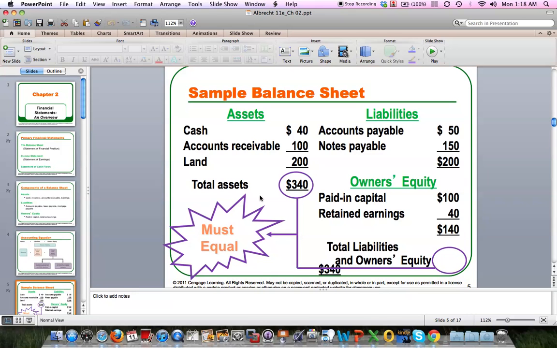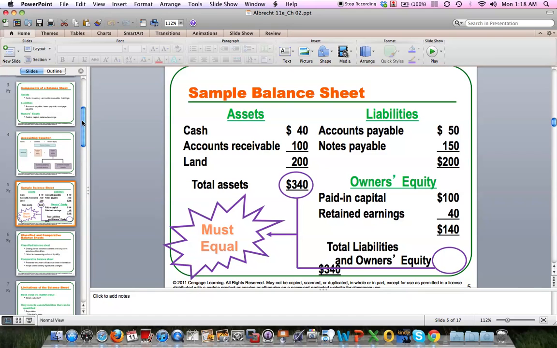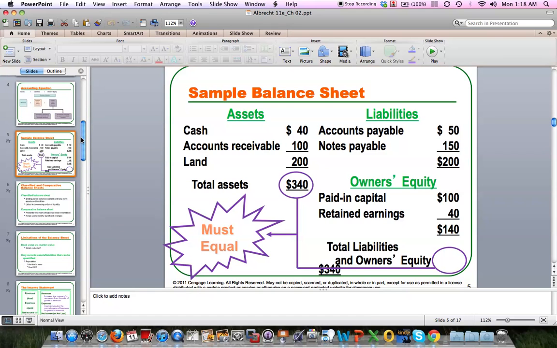Here's a sample balance sheet. Now keep in mind, things have to balance in accounting. Here we have assets that total 340. We have liabilities totaling 200. Therefore, we've got equity of 140. Now my 340 got goofed up. It should be hiding out in the circle right here. But total liabilities and equity is 340, and then total assets is 340. They have to balance. Assets must equal liabilities plus equity. So keep in mind that the accounting equation always has to balance.